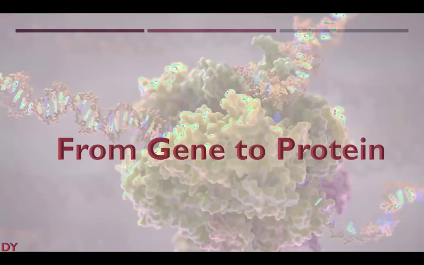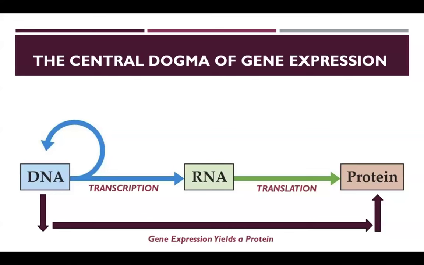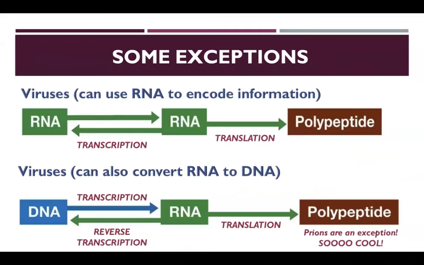So, how do you get proteins? The central dogma of gene expression: DNA is transcribed into RNA, RNA is translated into protein, and this gene expression yields all your proteins. But there are some exceptions.